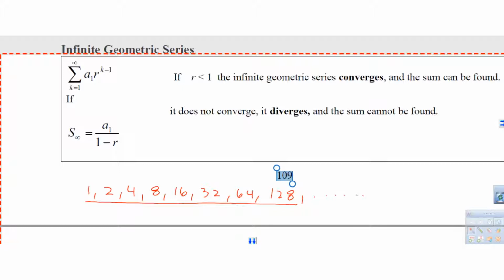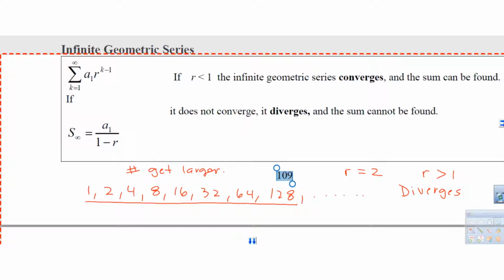On this problem right here, my ratio is 2. You have to compare 2 to the number 1. My ratio, which is a 2, is bigger than 1, which means this diverges. If it diverges, you can't find the sum. It's impossible. Another way to think of diverges is the numbers get larger. If the numbers get larger, I can't add those together.